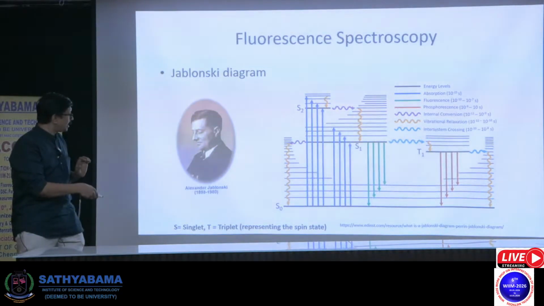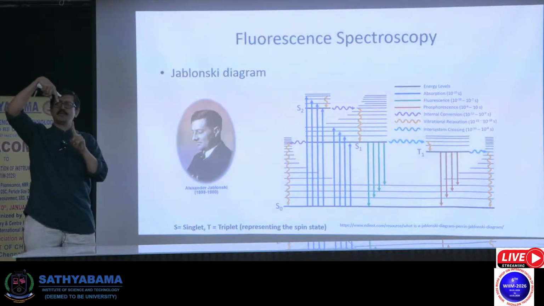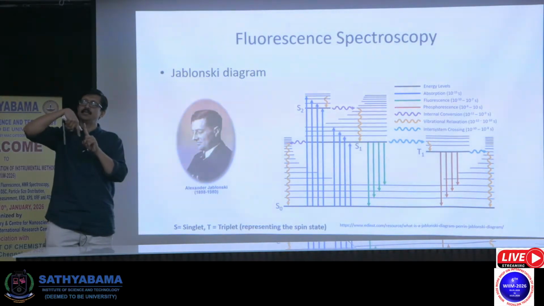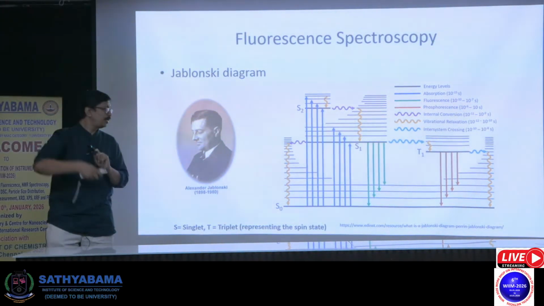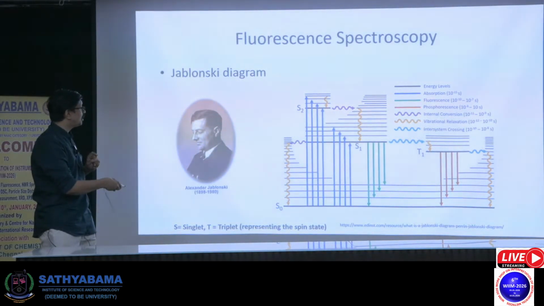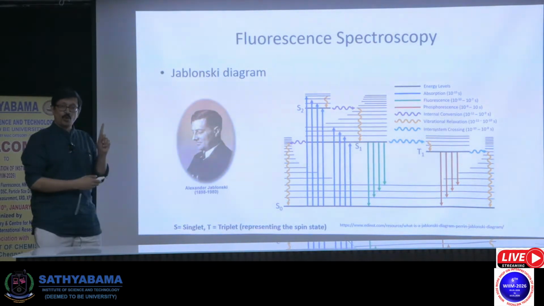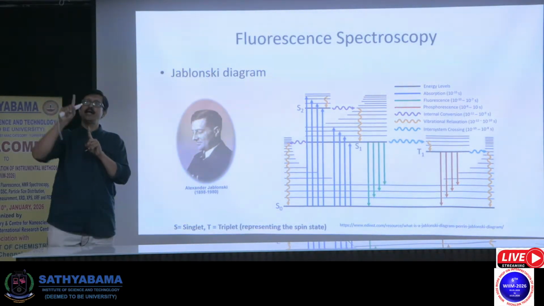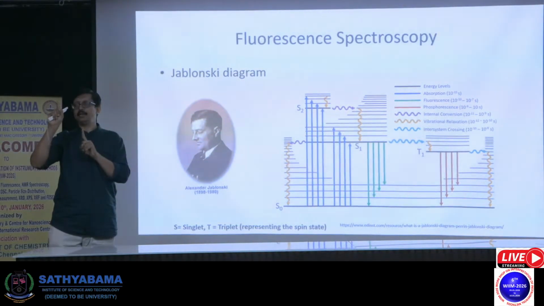From S1, it can come back to S0. All it has to do is give out the energy. It just gives out the energy in the form of light and comes down. That is called fluorescence. While it is in S1, where the orbital is separated, it can undergo a spin flip. It can flip the spin in the excited state, right?